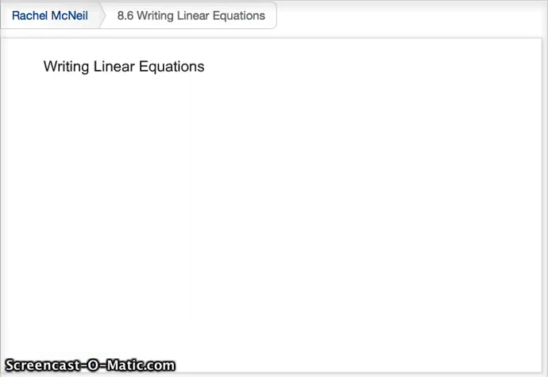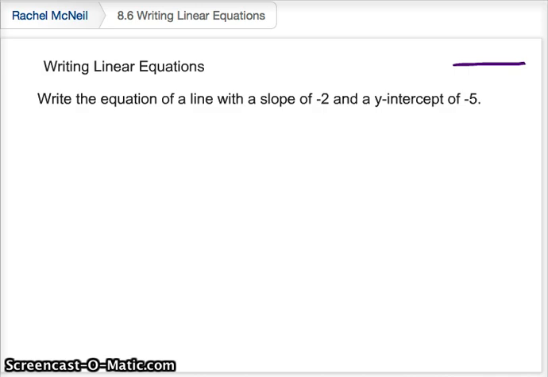Today we're going to learn how to write linear equations. We've been doing a lot with these. We've been graphing with them, we've been solving for their intercepts, and today we're going to learn how to write them. Let's look at our first problem.